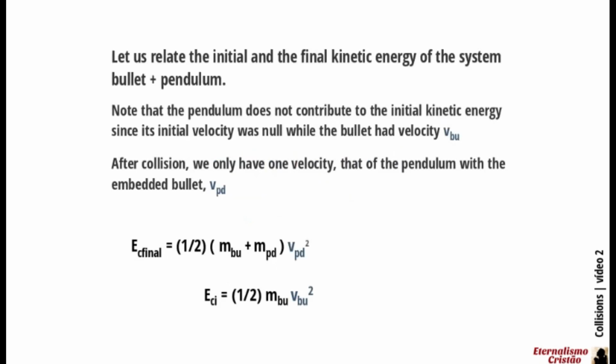Let us relate the initial and the final kinetic energy of the system bullet plus pendulum. Note that the pendulum does not contribute to the initial kinetic energy, since its initial velocity was null while the bullet had velocity vbu. After collision, we only have one velocity, that of the pendulum with the embedded bullet, vpd.